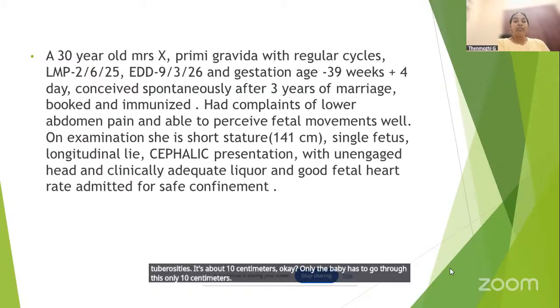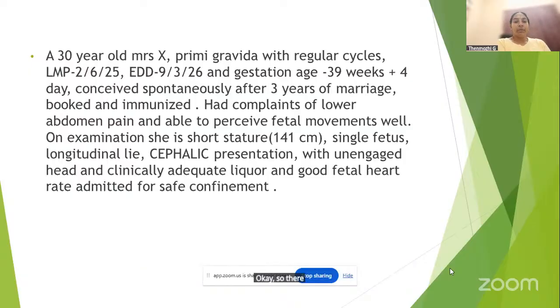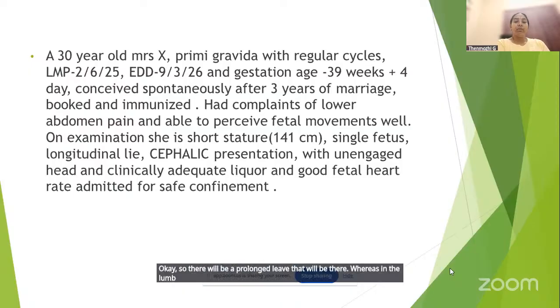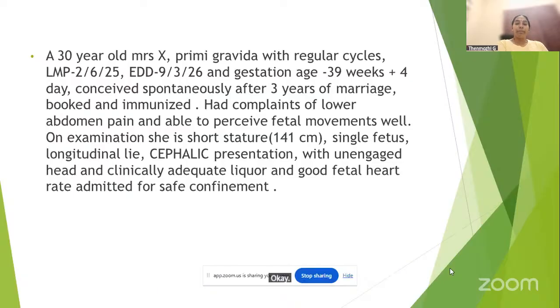In case of high assimilation of the pelvis, because the lumbar gets attached to the sacrum, it becomes very lengthy. The baby has to travel 1 or 2 centimeters more, so there will be a prolonged labor. Whereas in lumbarization of the sacral vertebra, only 4 vertebrae will be there, one will be left to the lumbar. So the depth of the pelvis is very less and the baby goes through it easily. So this is the impact on the delivery of the fetus.